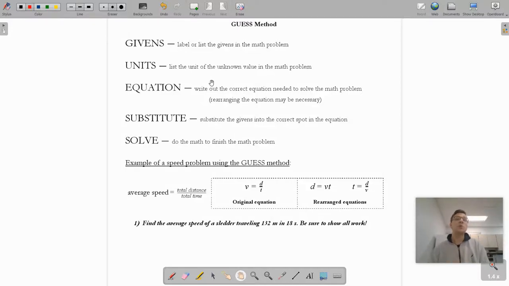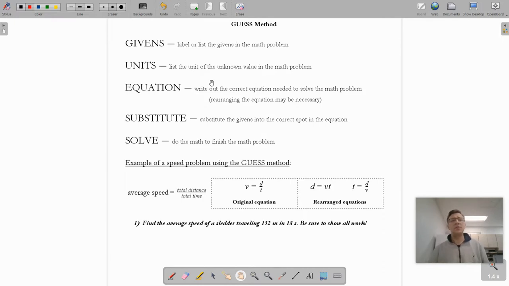Mr. Bringle, and today we're going to talk about the GUESS method, which is what we use to solve math problems in ICP. So we'll jump right into it here. The GUESS method stands for givens, units, equation, substitute, and solve. These are the steps that we take when we do our math problems, and you will have to show all of these steps every single time you do a math problem in this class.